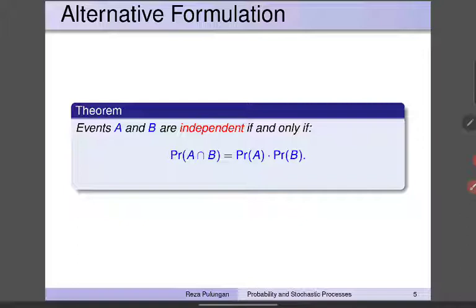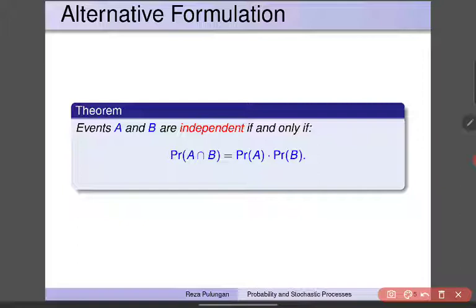Now, it is easier to use this as a definition of independence if what we wish to do is just to verify whether A and B are independent. So, if we are given two events A and B and you would like to know whether they are independent, just look whether the probability of A intersection B is equal to the probability of A multiplied by the probability of B. Now, how do we get this alternative formulation? Well, this is actually quite straightforward. We can prove this easily.